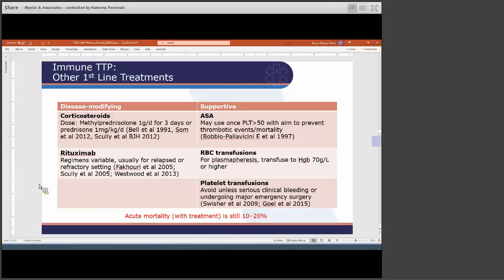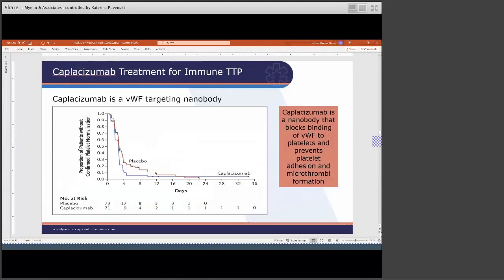Platelet transfusions, on the other hand, are considered completely contraindicated unless there is a life-threatening hemorrhage. And the reason for that is time and again, studies, case reports show that thrombotic microangiopathy exacerbates upon platelet transfusion. It is also important to remember that even if you do everything right and refer the patient correctly and treat them right away, the acute mortality can still be quite high, up to 20%.